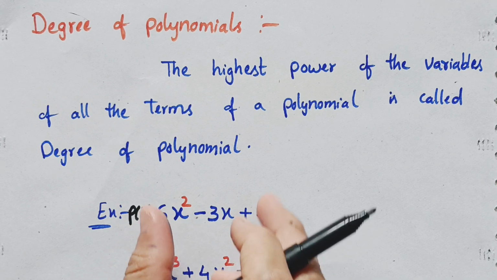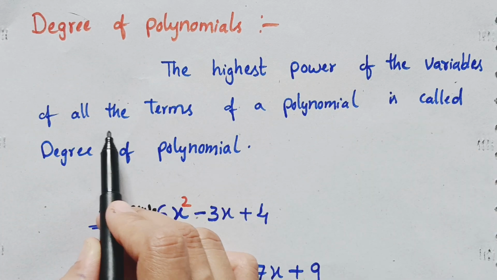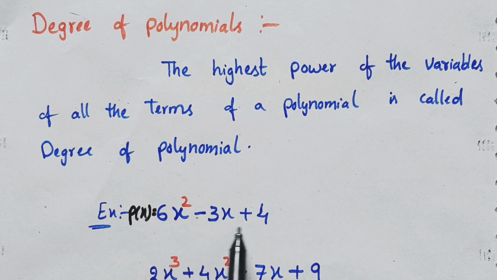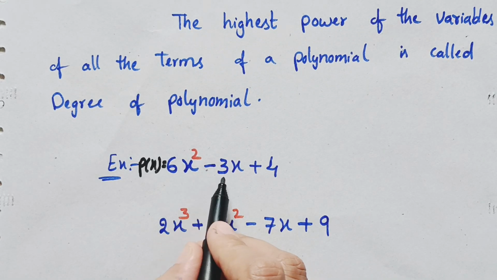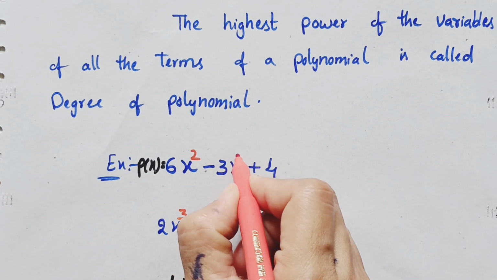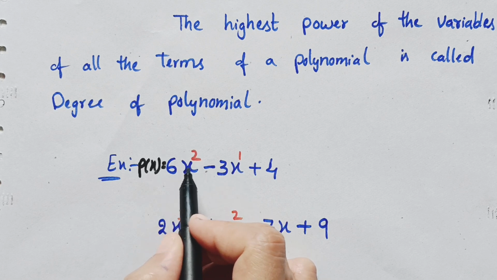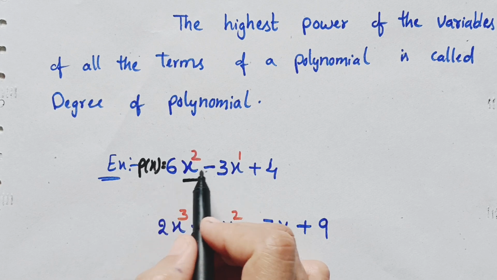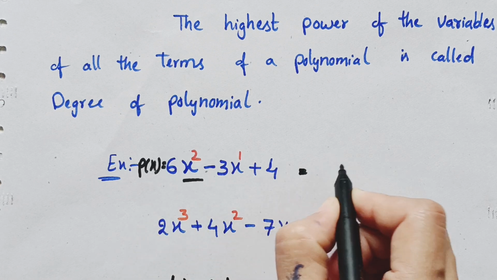This is a polynomial. So what is the definition of degree of polynomial? The highest power of the variables of all the terms. So how many terms are there? We have three terms, 1, 2 and 3. Among these three terms, here we have two variables, in the first term and second term. The highest power here, where nothing is written, means we have 1. Power is 1 here. So among these two variables, which variable has the highest power? This variable has the highest power. So we have 2 here. That's why the degree of this polynomial is 2.